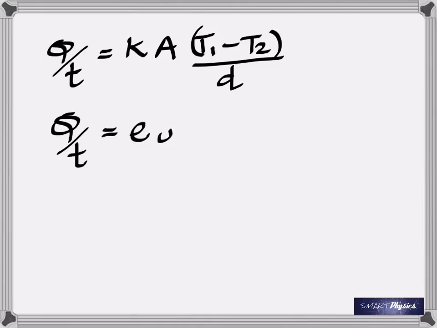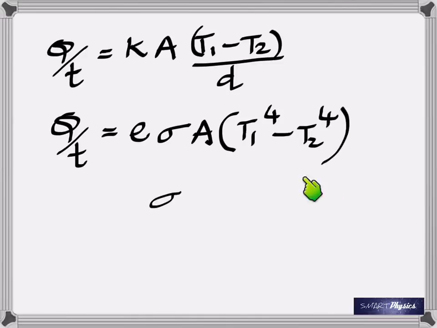Radiation. Radiation, e sigma A, T1 raised to 4 minus T2 raised to 4, where T1 is the temperature of that hot object, T2 is the temperature of the surroundings.